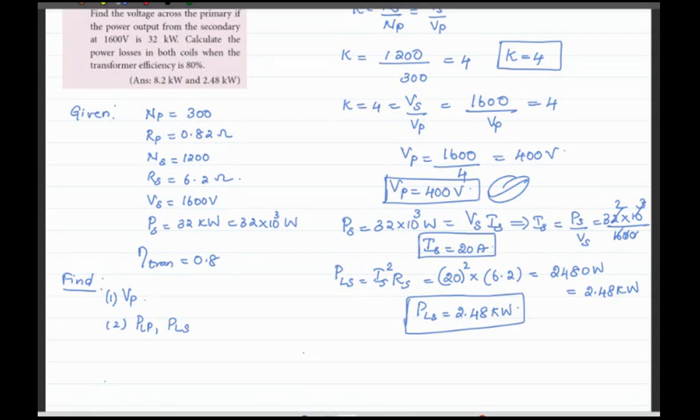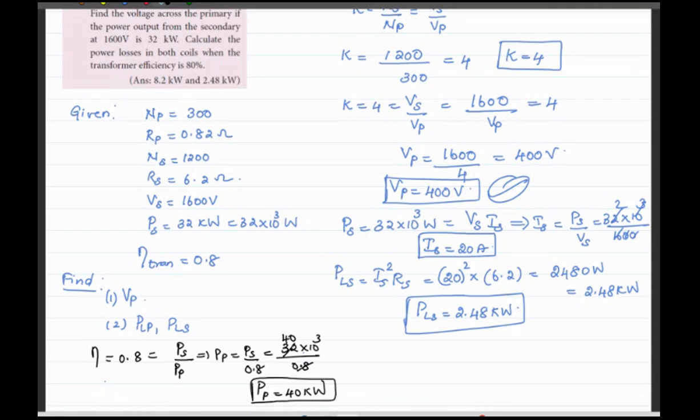Now power lost in the secondary is calculated. If power loss in the primary has to be calculated, first we need the power in the primary. The efficiency of the transformer is equal to 0.8, which is secondary power by primary power. So from this, primary power is equal to secondary by 0.8. Secondary is given, 32 into 10 power 3 by 0.8. This is 40 times. So P primary is equal to 40 kilowatt.